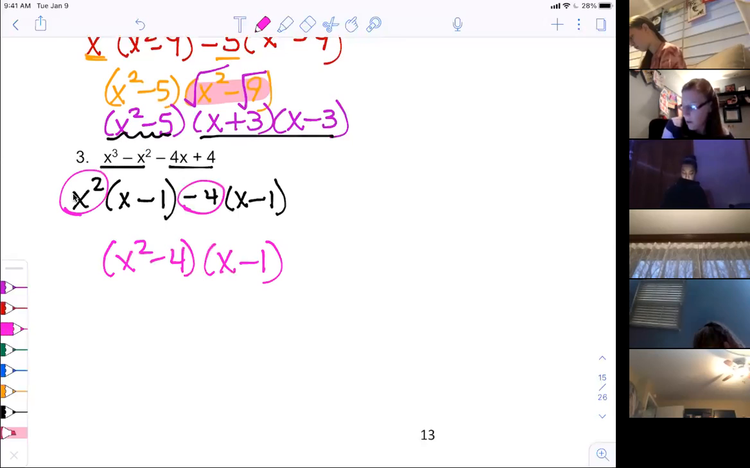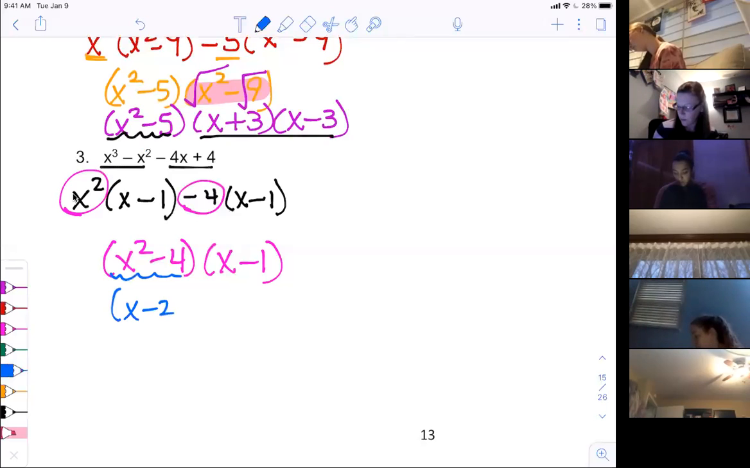So Ava M., are we done factoring this? Is it completely factored? No, because you have to split the first one up. Awesome. And how does it split up? It splits up into x minus 2 and x plus 2. Perfect. Nice job. All right. Any questions?